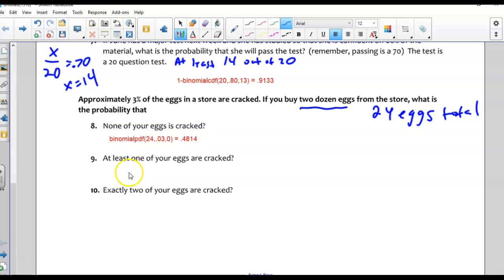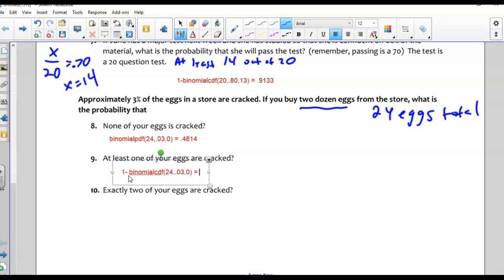Right here, at least one of your eggs are cracked. All right, that's at least. So remember, at least, we gotta do 1 minus our binomial CDF. And again, we have out of 24 eggs with a 3% probability that at least 1 is cracked. So remember, we got to do x minus 1. So since it's 1, 1 minus 1 would be 0.